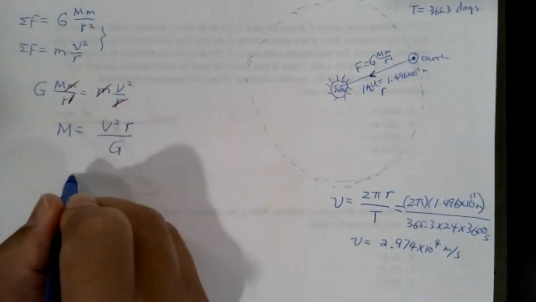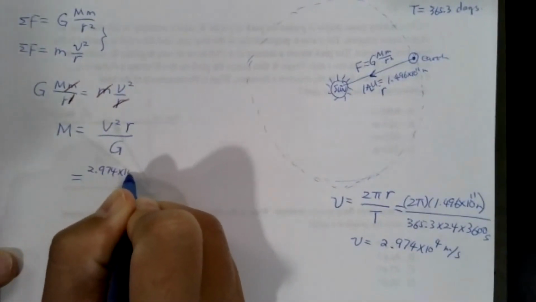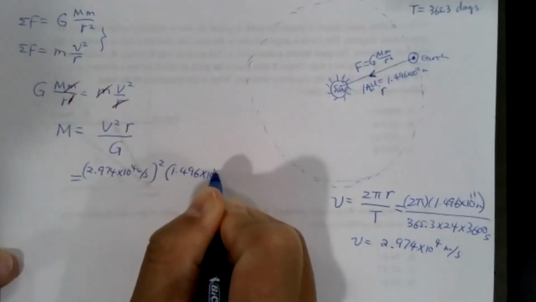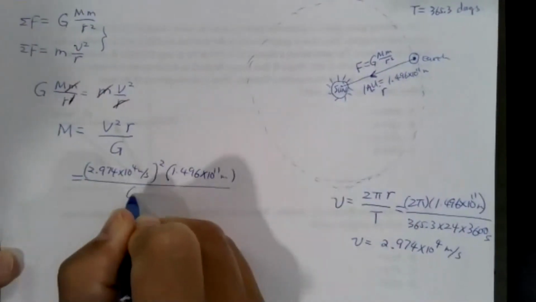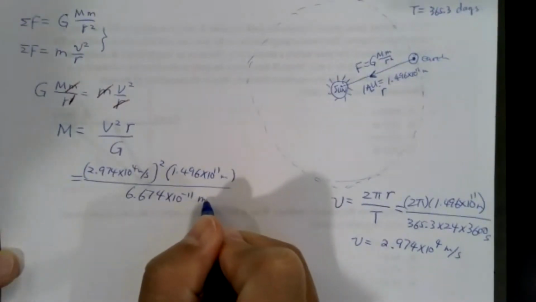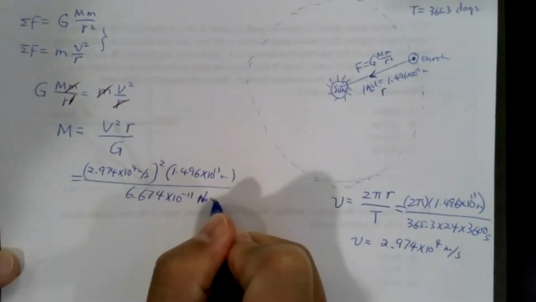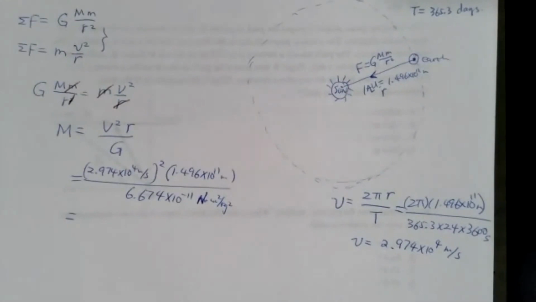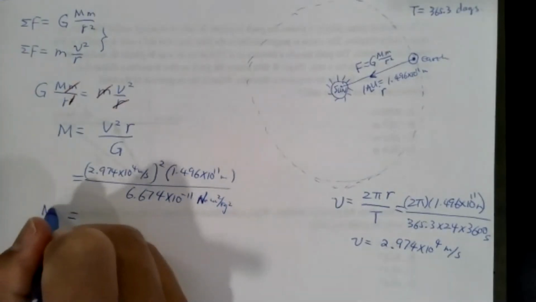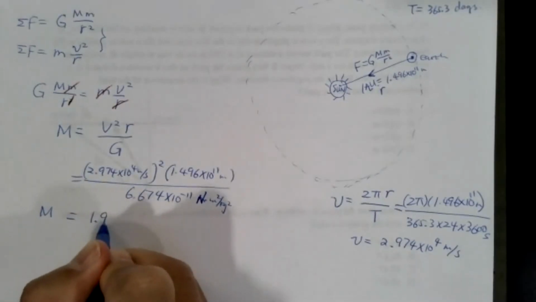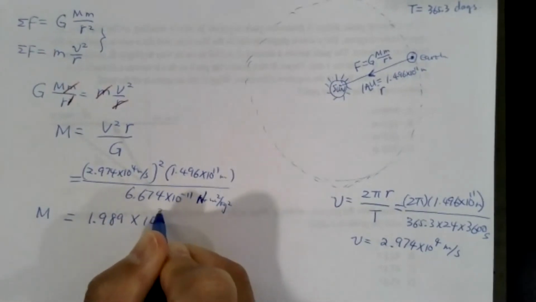Now you have that number, you can plug in over here. So 2.974 times 10 to the 4 meters per second, squared, times this r, 1.496 times 10 to the 11 meters, divided by 6.674 times 10 to the minus 11. That's in newtons times meters squared over kg squared. So you plug in all these big numbers in your calculator. It's going to tell you this is 1.989 times 10 to the 30 kilograms.